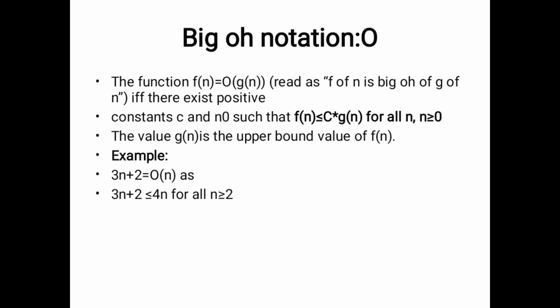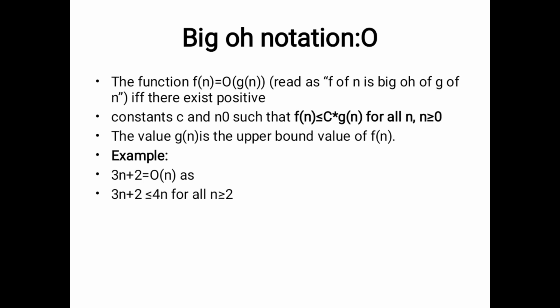Here c is equal to 1 and n is equal to 1. Then we put the values in f of n and g of n, and we get false: 5 less than or equal to 1. Next we try c equal to 2 and n equal to 1. Then we get 5 less than or equal to 2. That condition is also false.